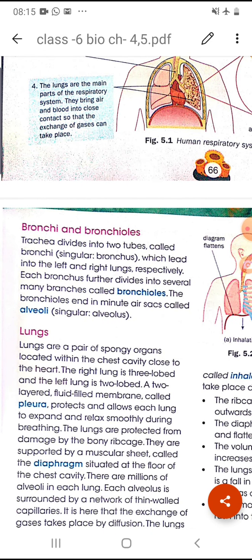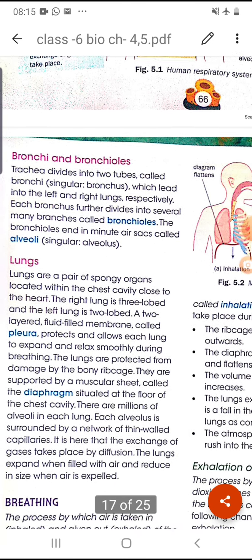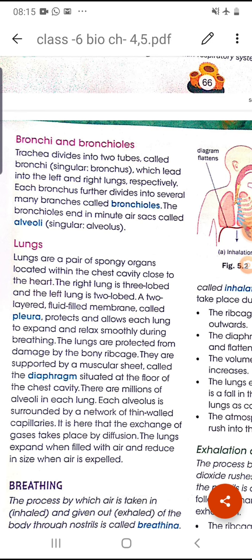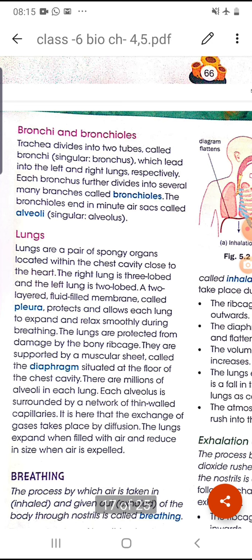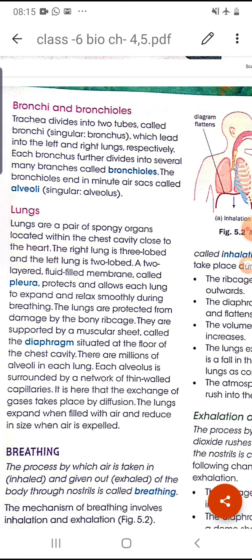After some portion, it divides into two tubes called the bronchi. In plural it is bronchi, but in singular form it is bronchus. These bronchi lead into the left and right lungs, meaning they are attached to the left and right lungs. Each bronchus is further divided into several small branches known as the bronchioles. The bronchioles end in minute air sacs in the lungs, known as alveoli.